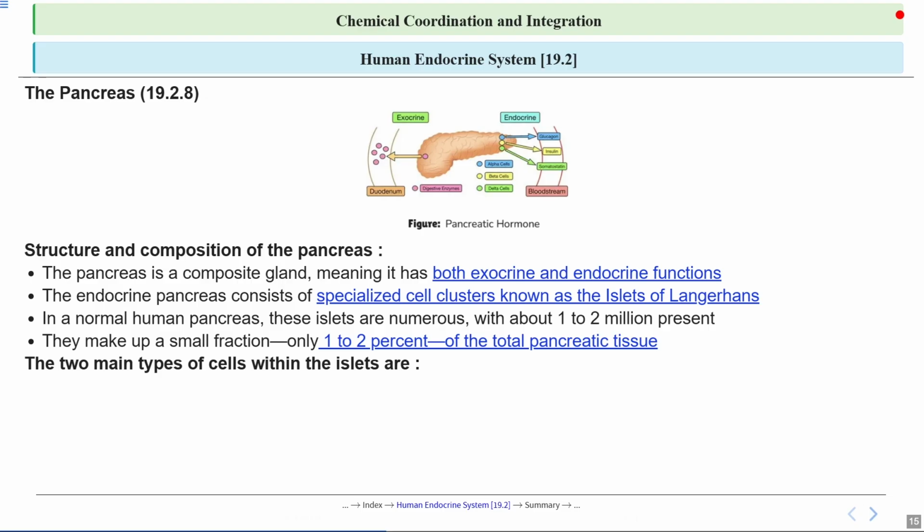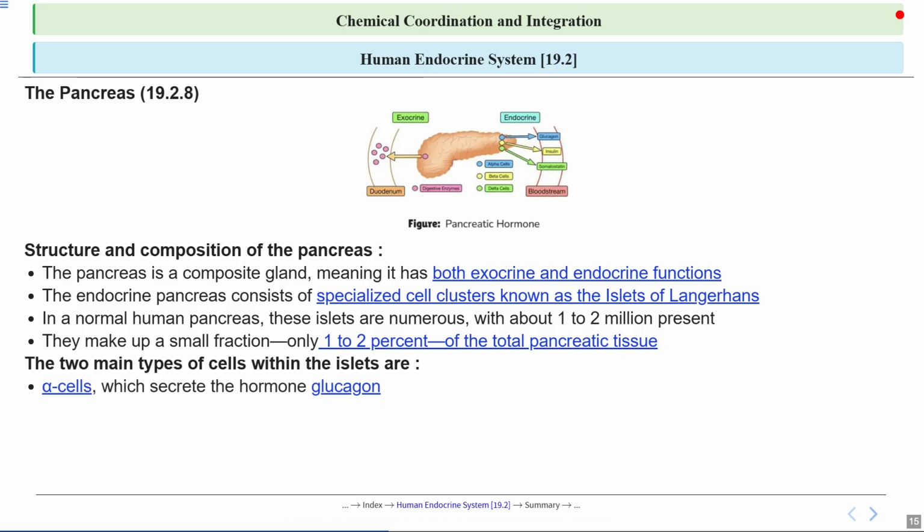The two main types of cells within the islets are alpha cells and beta cells. Alpha cells produce glucagon, a hormone that raises blood sugar levels by stimulating the liver to release stored glucose. Talking about beta cells, they produce insulin, a hormone that lowers blood sugar levels by helping cells absorb glucose from the bloodstream. These two hormones work together to regulate blood sugar levels in the body, ensuring they remain within the healthy range.